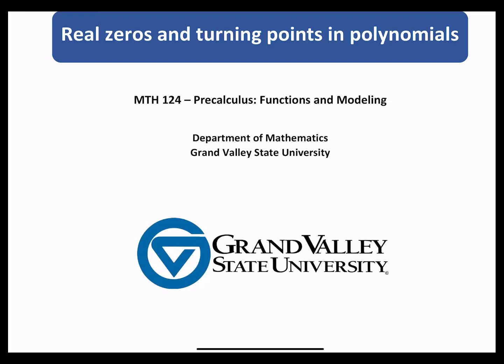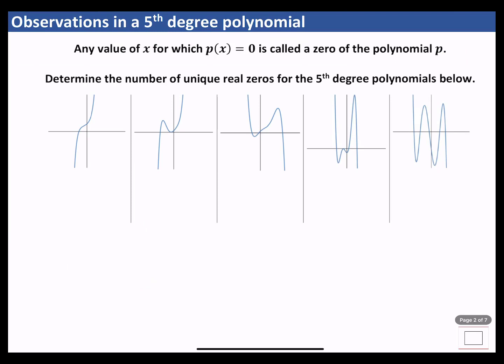Hello, in this video we will make observations and notice patterns in the graphs of polynomial functions. We will use our observations to make generalizations about the connections between a polynomial's degree, number of possible real zeros, turning points, and the multiplicity of zeros. To begin, recall that any value of x for which p of x equals 0 is called a zero of the polynomial p of x.